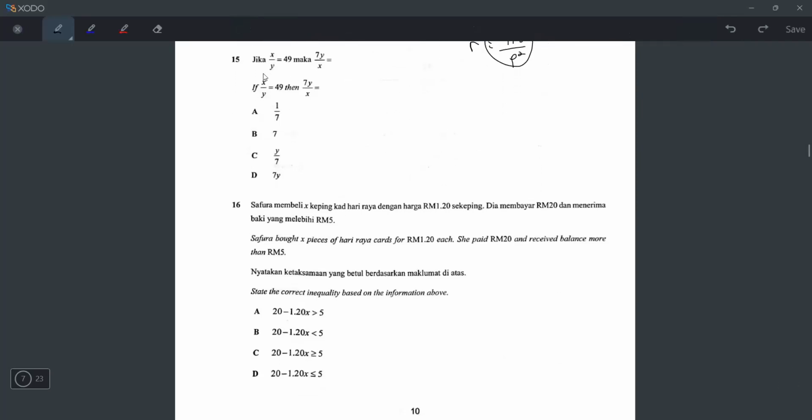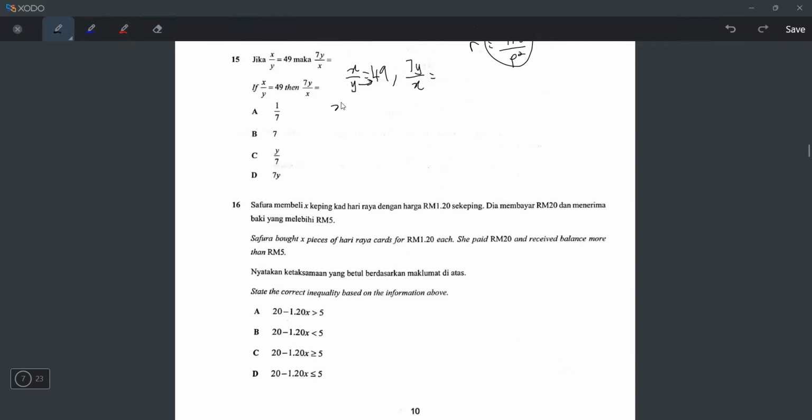Okay, number 15. If x over y equals 49, let's write it down: x over y equals 49. They asked for 7y over x equals question mark. Okay, how should I do this? x over y equals 49. I think I can use the substitution method. What do I mean by that?